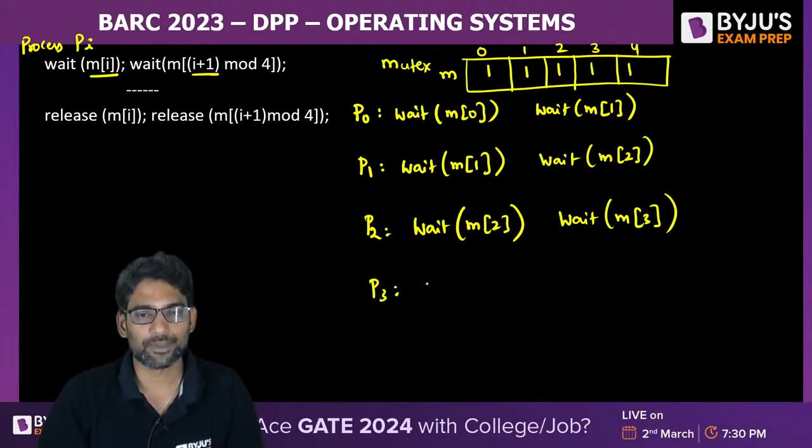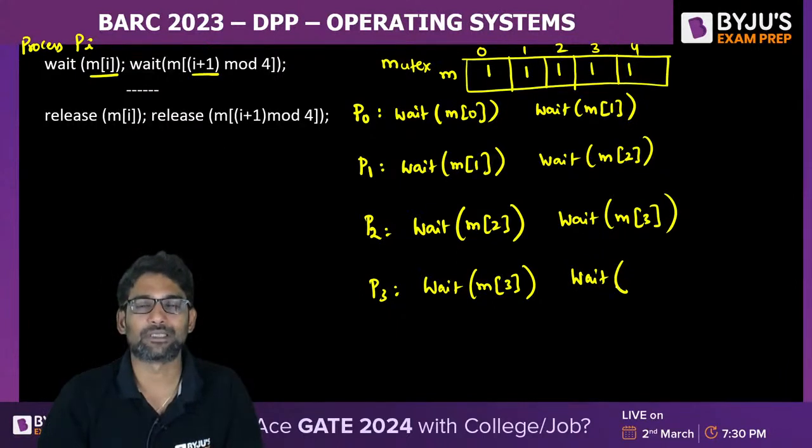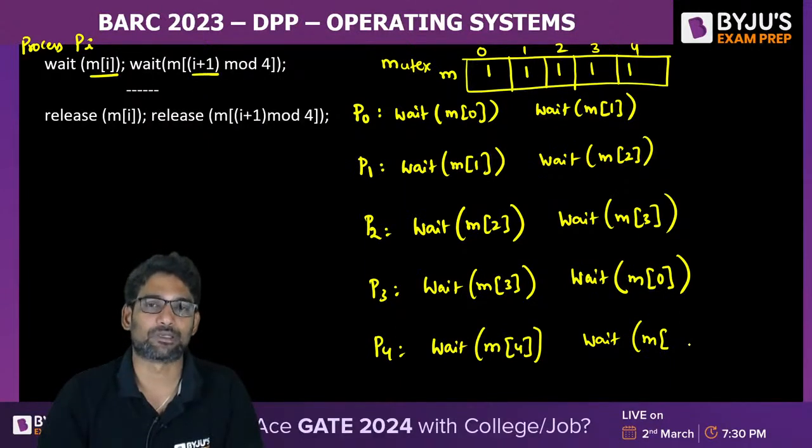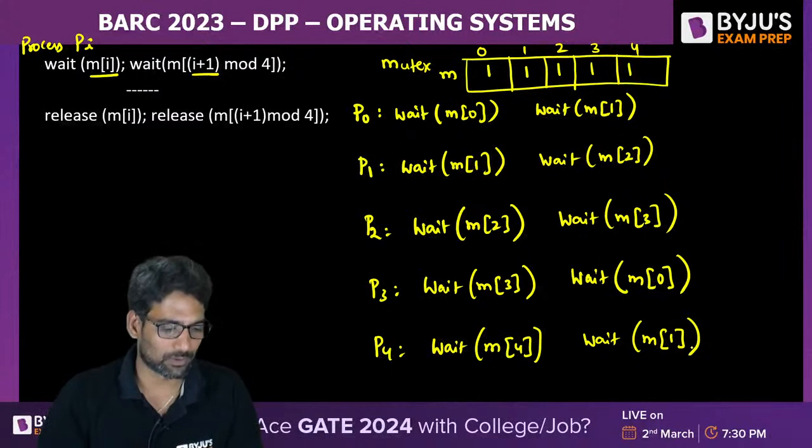For process P3, wait of M of I, so M of 3, wait of M of I plus 1, 3 plus 1, 4 mod 4 would be 0. And for process P4, it would be wait of M of I, which is M of 4, wait of M of I plus 1, 4 plus 1, 5 mod 4 would be 1. So, these are what the wait operations.